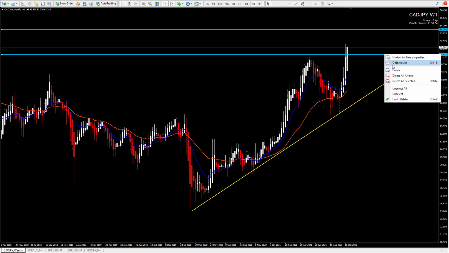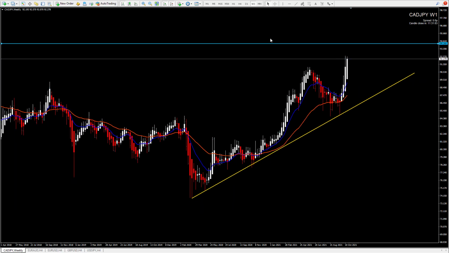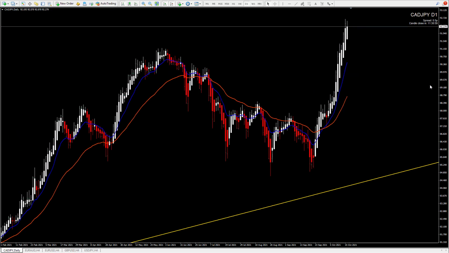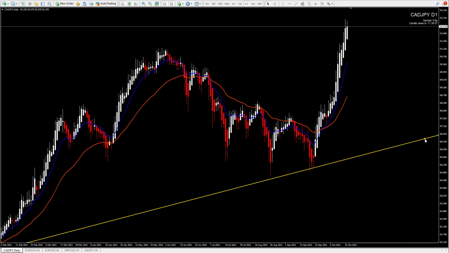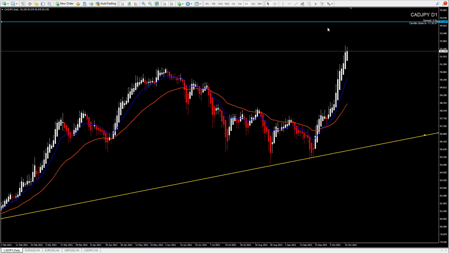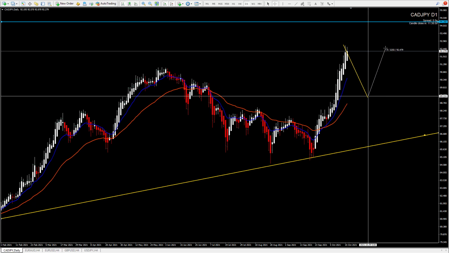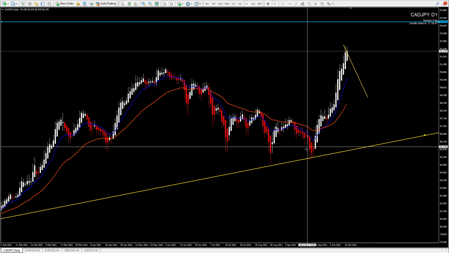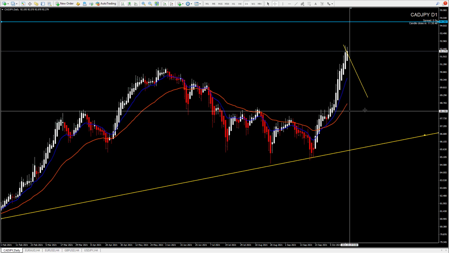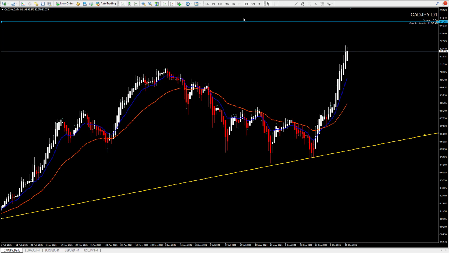Anyway, let's delete this, and what we have, it's really obvious what we have to do on the CAD yen. We simply buy right now. Yes, we simply buy. This is our trend line. Any retracement, daily retracement, we look for long entries. For swing traders, you can look for the daily 1 to 3 or daily with lower time frame combinations.